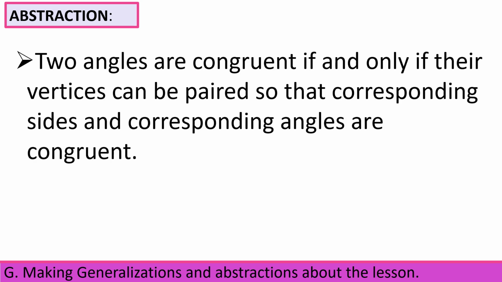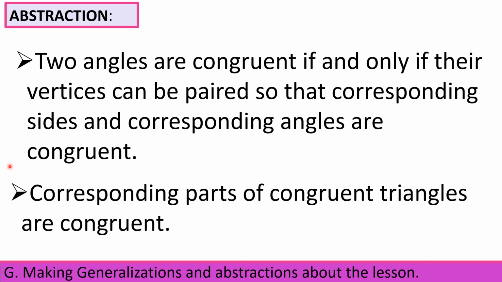Okay? Did you get the correct answer? Great. Now let's proceed. Always remember that two triangles are congruent if and only if their vertices can be paired so that corresponding sides and corresponding angles are congruent. And corresponding parts of congruent triangles are congruent.